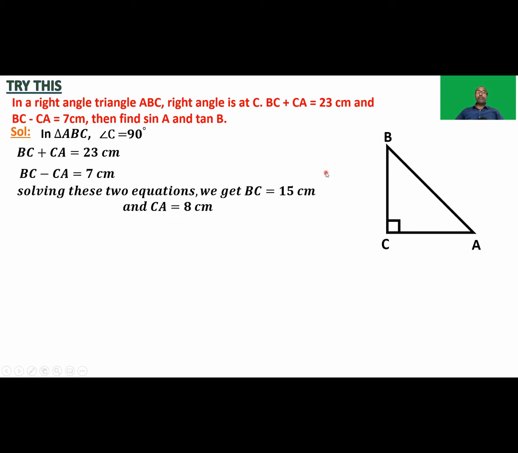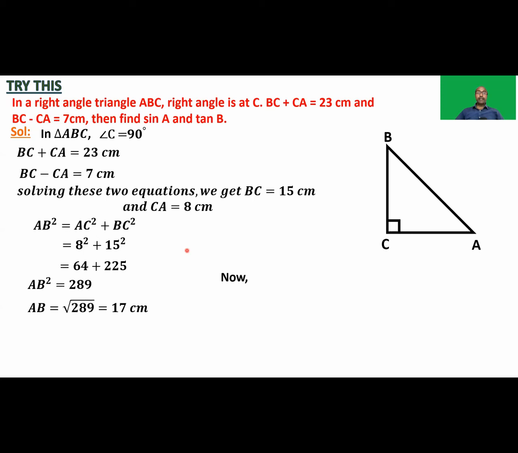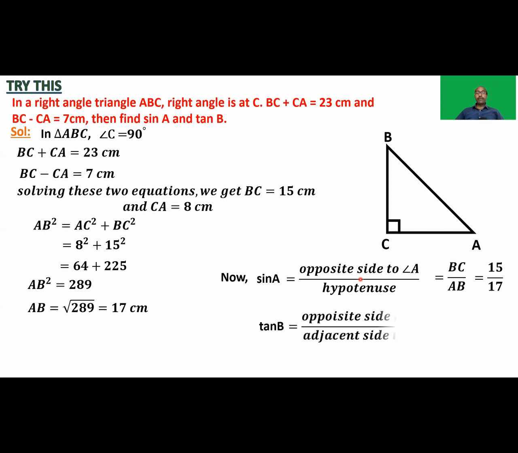Now, we have BC is 15 and AC is 8. Now, by Pythagoras theorem, we can write AB square is equal to AC square plus BC square. And after simplification, we get AB is equal to 17 centimeters. Now, sin A is equal to opposite side to angle A by hypotenuse. That is equal to BC by AB, which is equal to 15 by 17. And similarly, we can also find tan B, like 8 by 15. Okay.